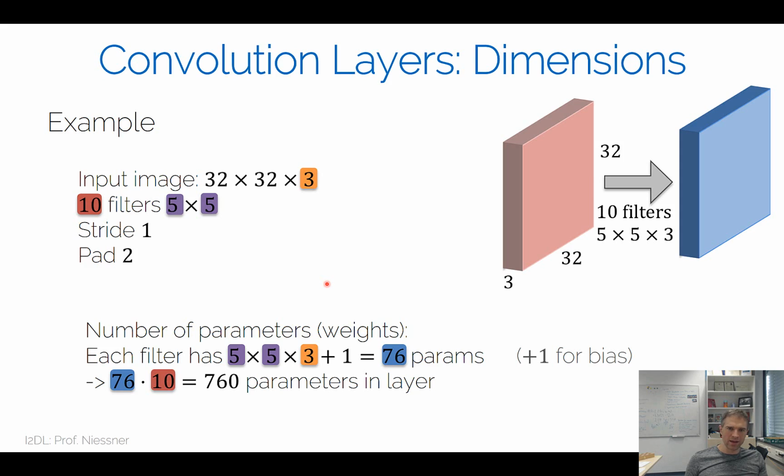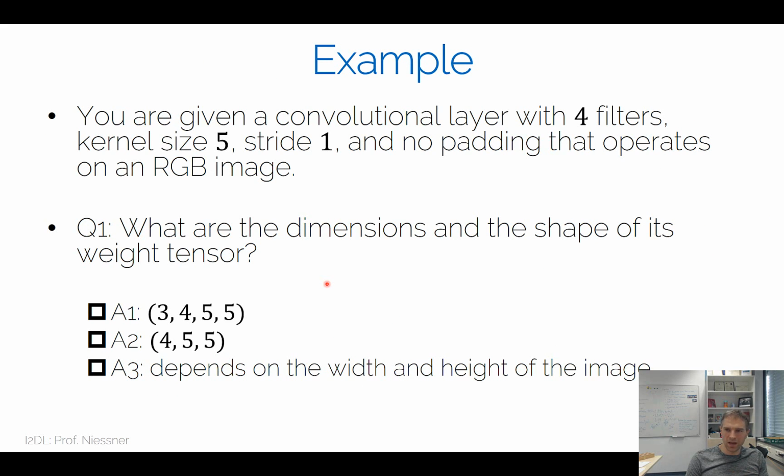Okay, let's have another example. This is something that you should probably know how to answer by now. You're given a convolutional layer with 4 filters, kernel size of 5, stride of 1, and no padding that operates on an RGB image. This is kind of the trick thing. Operates on an RGB image means we have 3 channels in the input. And now the question is, what are the dimensions and the shape of its weight tensor?